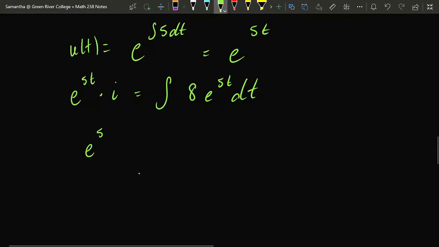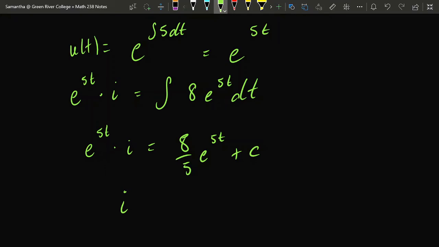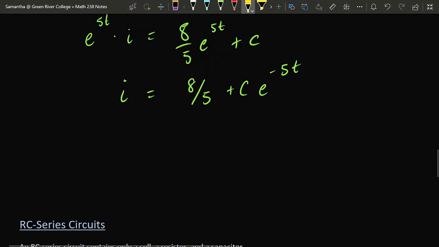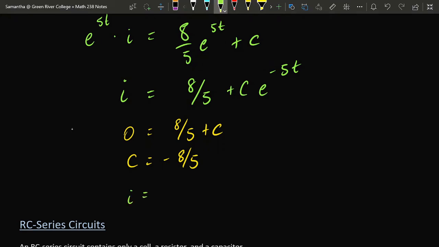So if I evaluate that integral, 8 over 5 e to the 5t plus c, I get that the current is equal to 8 over 5 plus c e to the negative 5t. Now, using the fact that the initial current was 0, I get that 0 is equal to 8 over 5 plus c, and therefore c is equal to negative 8 over 5, which implies that the current at time t is equal to 8 over 5 minus 8 over 5 e to the negative 5t.